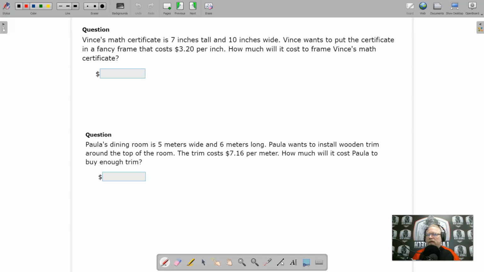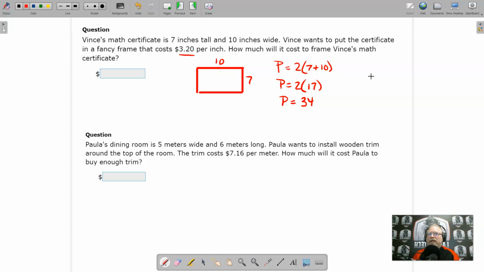So he has a certificate. Let's go ahead and draw out his certificate here. If they give you a word problem, draw a picture, right? So it's 7 inches tall, 10 inches wide. For perimeter, this is equal to 2 times the quantity of the sides, so 7 plus 10. So we're going to have P equals 2 times 17. So perimeter is going to equal, what is that, 34? Yep, 34. So now we know the perimeter is 34 inches, and it's $3.20 per inch.